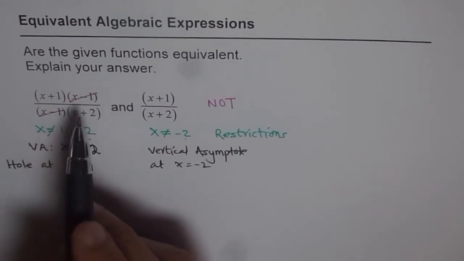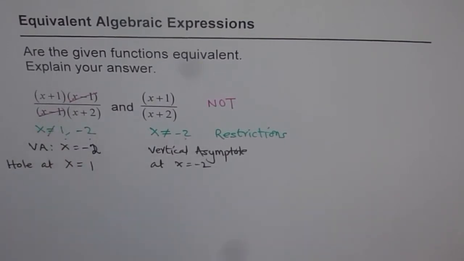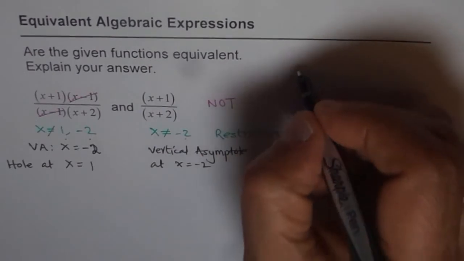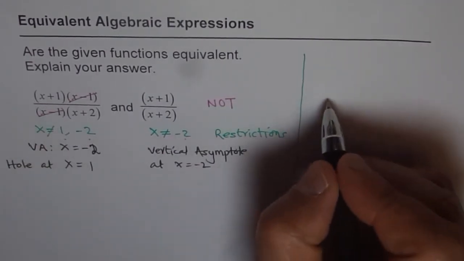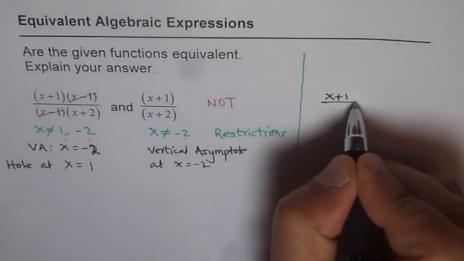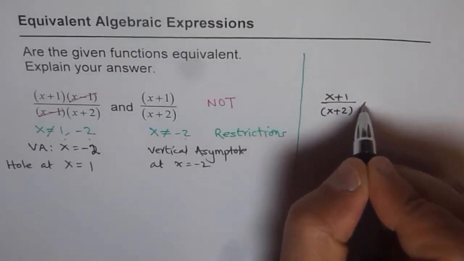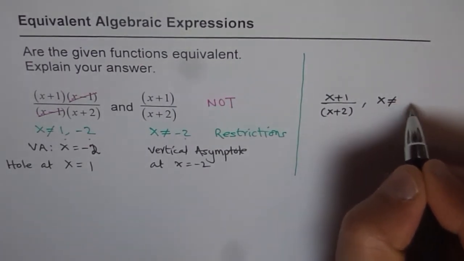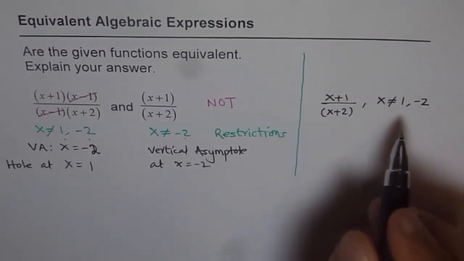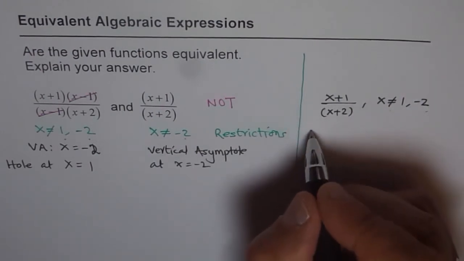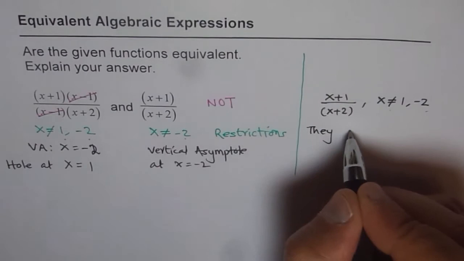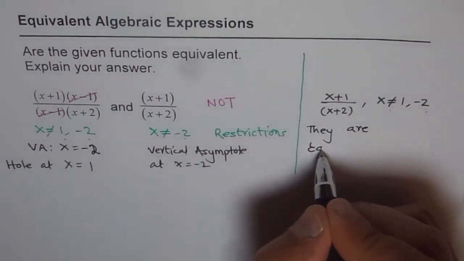Now in case you cancel them out and you want to write them as equivalent fractions, how should you be writing? That is another part and the most important part. So remember one thing, whenever you cancel them out, you have to write them like this, x plus 1 over x plus 2, where x is not equal to 1 and minus 2. You have to give both the restrictions. Once you give both these restrictions, then they are equivalent. Do you understand?